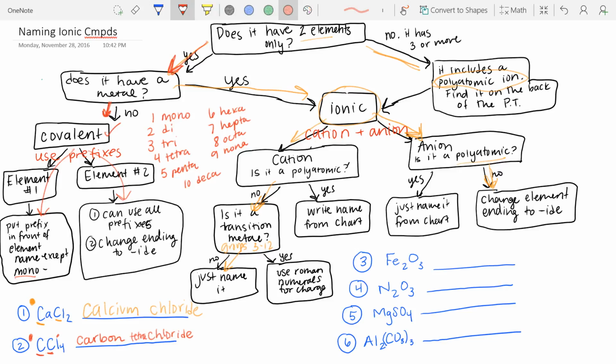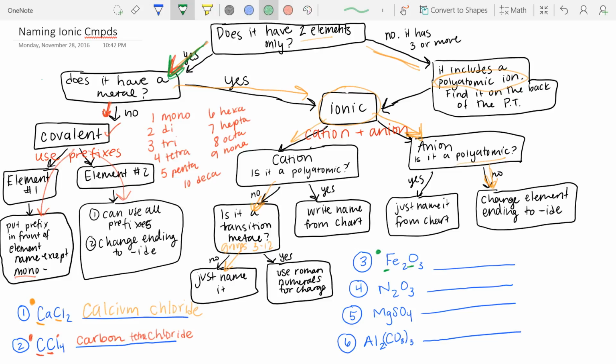Okay, so now let's do our next one. We'll do number 3 in this green kind of color. Again, does it have 2 elements only? I have a capital F and a capital O. So the answer is yes. My colors and arrows are getting a little jumbled, but make sure you're following the green arrow.